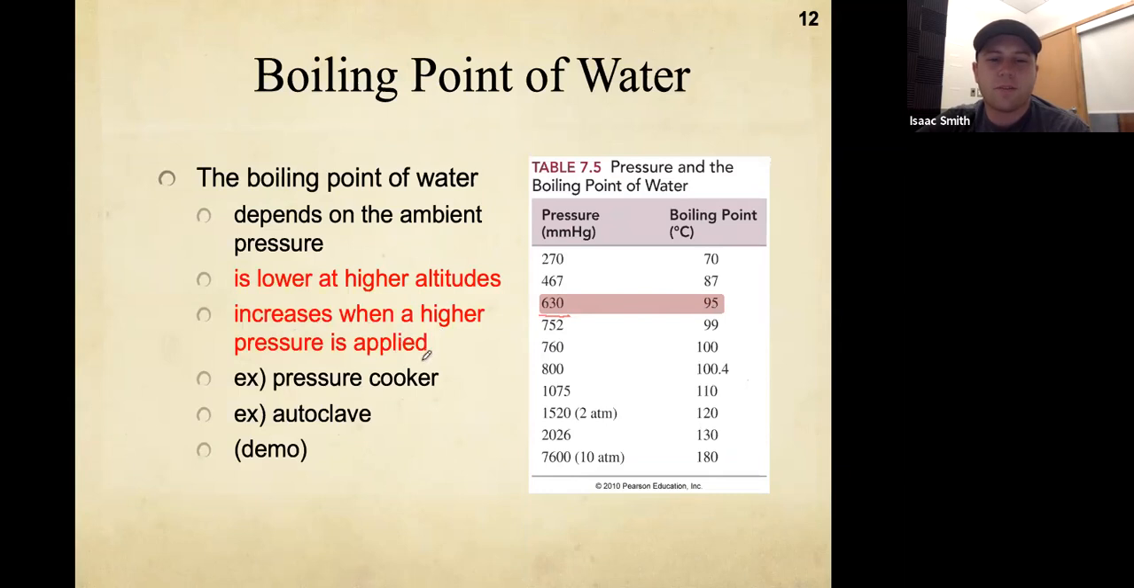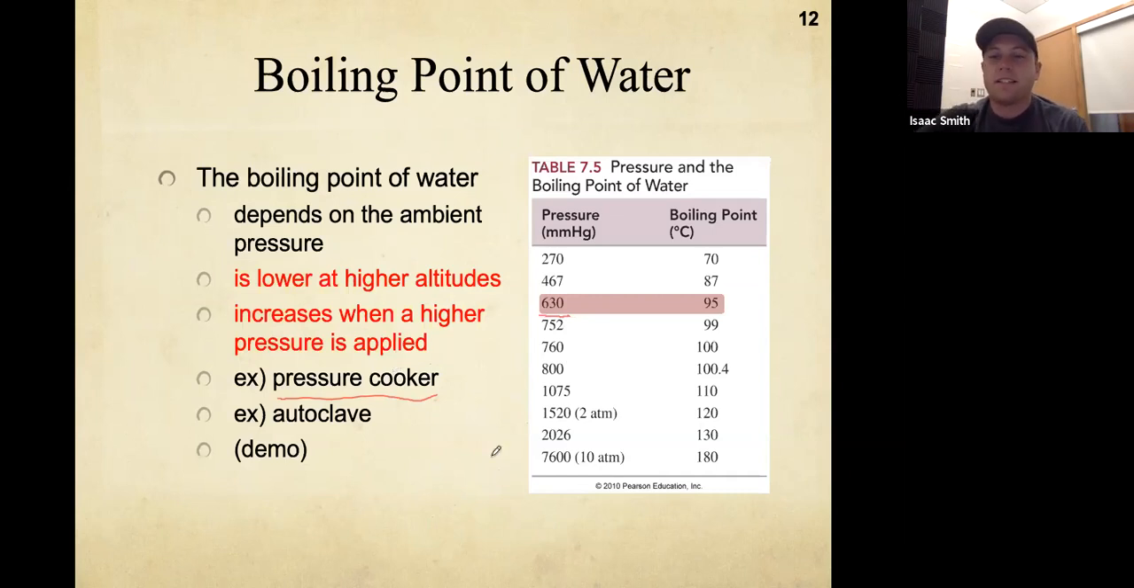The boiling point increases when a higher pressure is applied. So the pressure cooker example here, sorry, I was trying to gather my thoughts. You maybe used a pressure cooker. I served a mission in Brazil, and they use them to cook beans. Beans need a very high temperature, or they need a long amount of time. You kind of choose, but pressure cookers allow water to get over 100 degrees Celsius.